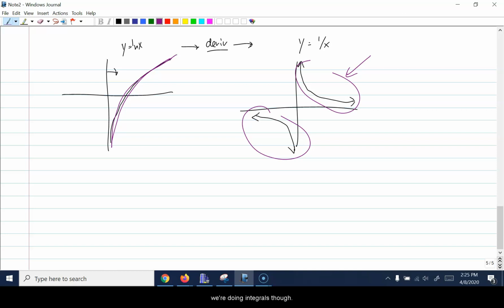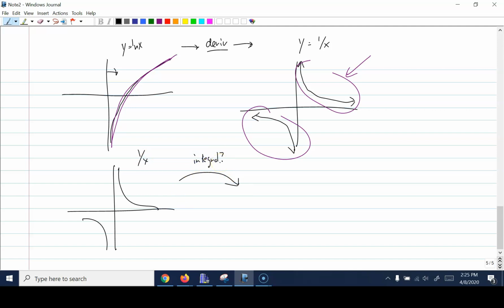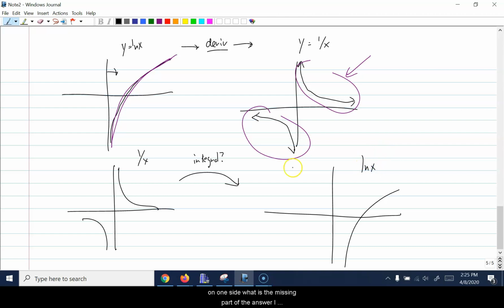Now that we're doing integrals, though, now the question is, what's the integral of 1 over x? And now my question exists on both sides, and this thing I thought was the answer, natural log x, only exists on one side. What is the missing part of the answer? Like, now my question existing on both sides needs an answer that exists on both sides. But it turns out to be natural log negative x.